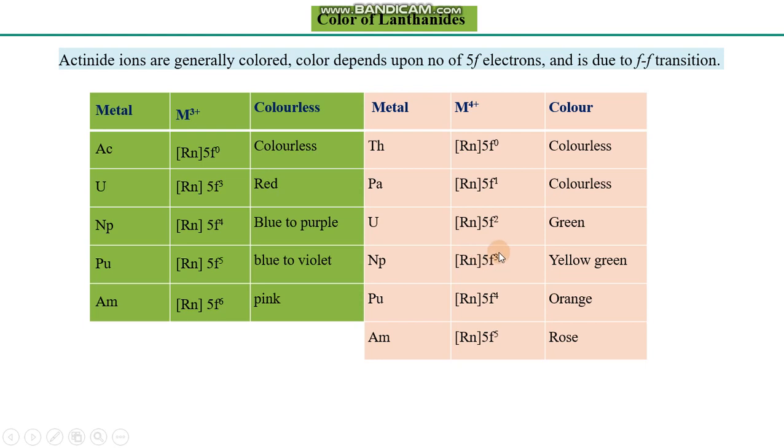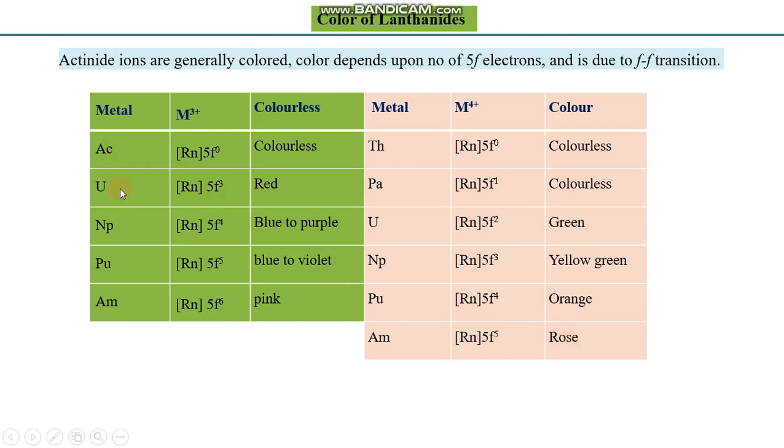Neptunium in plus 4 oxidation state possesses three electrons, and the color is yellow green because the FF transition is possible in the system. If you compare neptunium plus 3 with neptunium plus 4, here the color was blue and here it is yellow. For plutonium plus 4 the color is orange, and for plutonium plus 3 the color is blue. Here 5 electrons are available for excitation or transition, and here only 4 electrons are available for transition between two or more than two F levels, so the color is orange. For americium in plus 4 oxidation state, again there are 5 electrons and the color is rose.